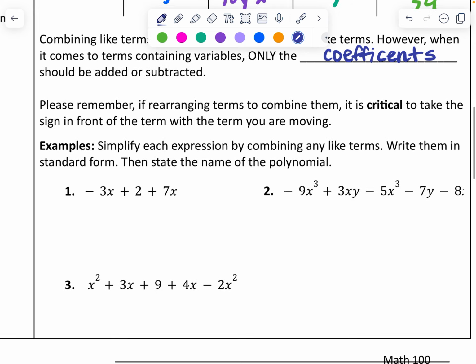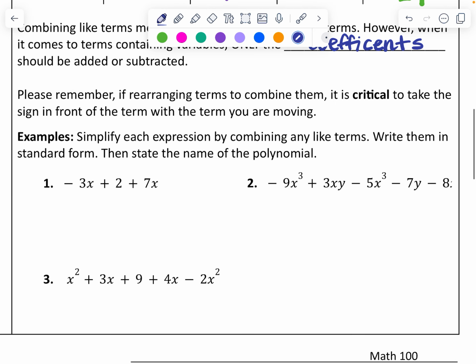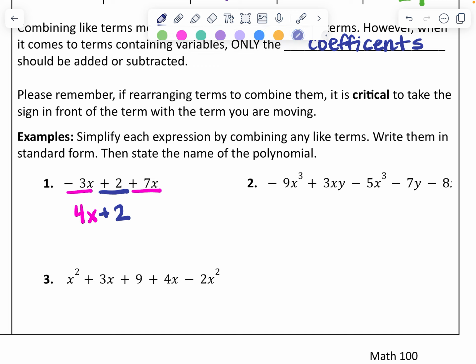So we are going to rewrite these, combine like terms, write them in standard form, and state the name. So you may want your notes from yesterday to help you on this. So let's identify the like terms in number 1. We have negative 3x and 7x, so we can combine those. In standard form, we would put the x term first, and then 2 doesn't have anything to combine, so that would be my final answer, 4x plus 2.